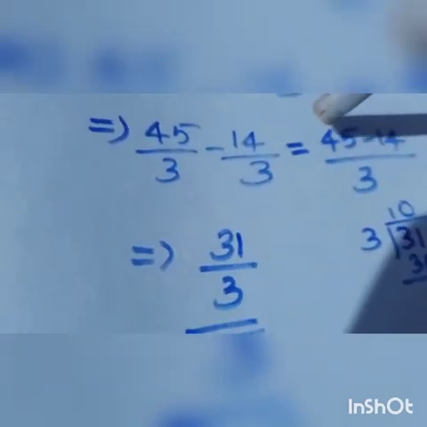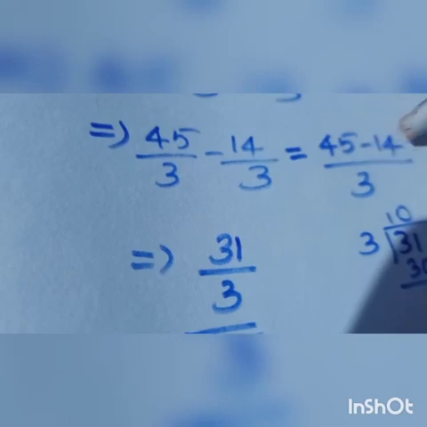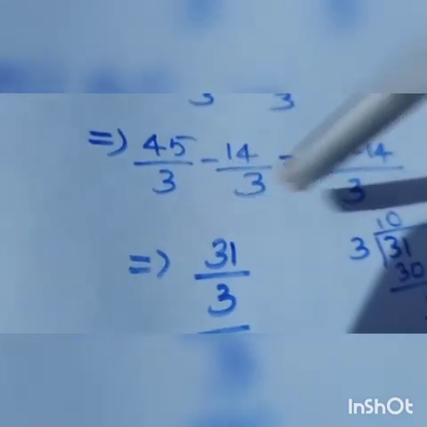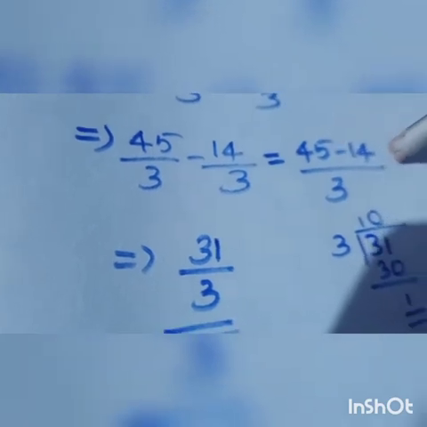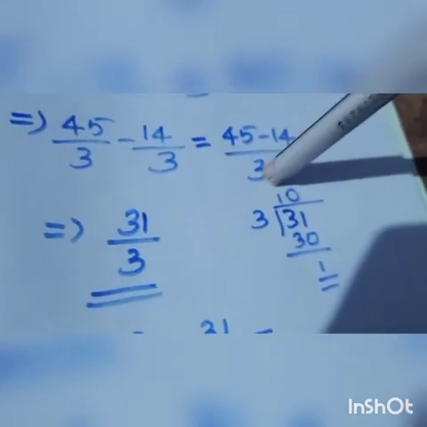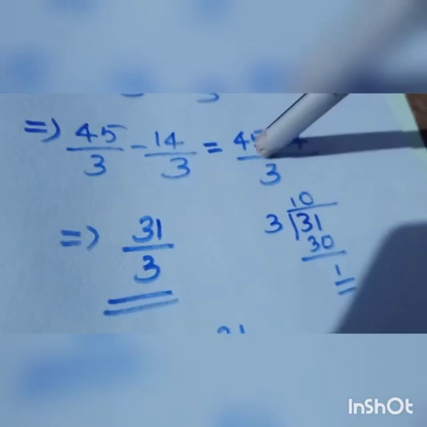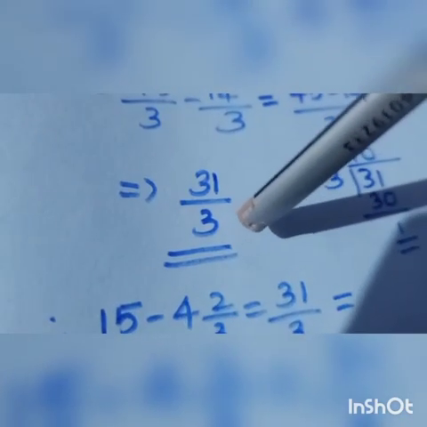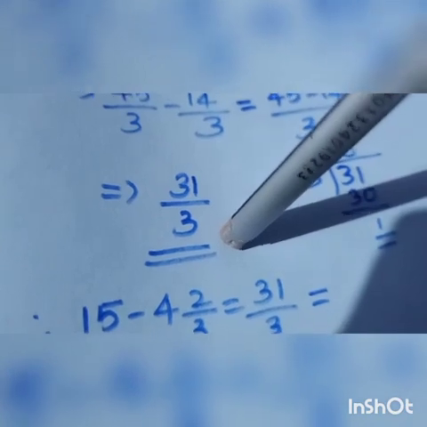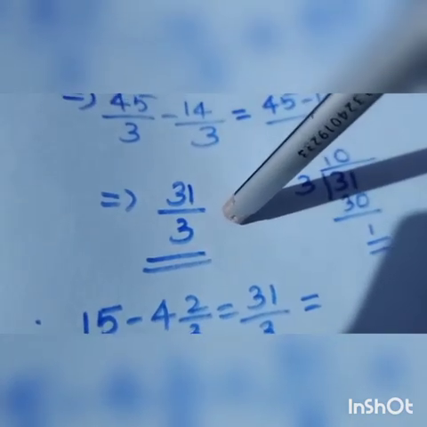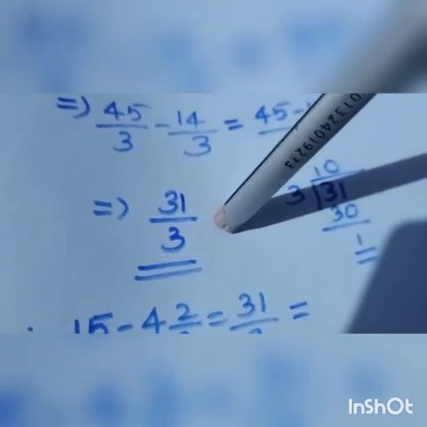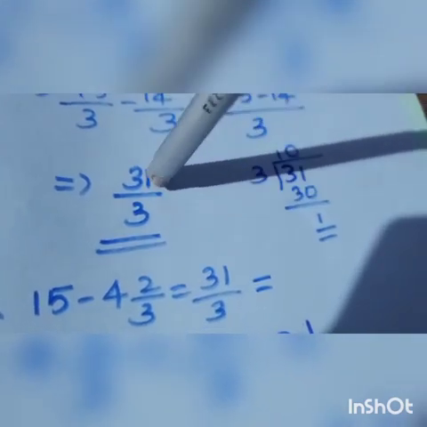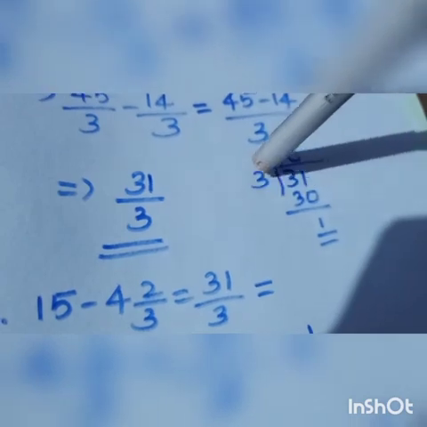So first the numerator of the first fraction minus the numerator of the second fraction, whole divided by the common denominator of the two fractions. That is 45 minus 14, whole divided by 3. Therefore 45 minus 14 is 31, divided by 3. Then we can write it as a mixed fraction. How to write 31 divided by 3 in mixed fraction form?